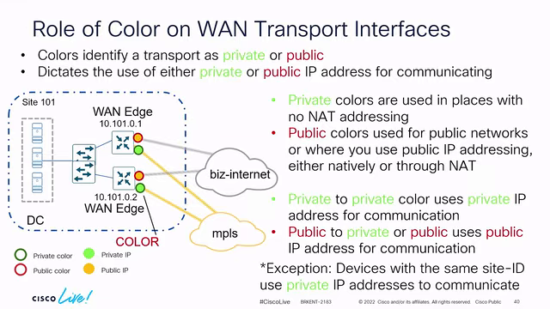If I'm a public color and I'm trying to talk to either a private color or public color, I'm going to be using that other device's public IP to reach it, okay? So the only exception here is if we've got two public colors and there's a site ID that's the same, then we're going to use our private IP addresses to talk to each other.